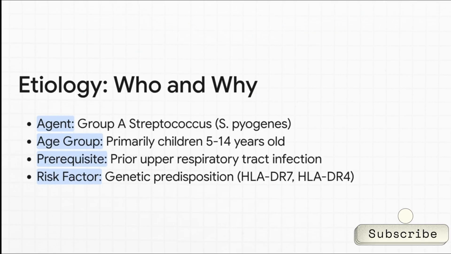So think of it like a recipe for disaster, right? You've got a specific bug, group A strep, you've got a specific age group, kids, usually between 5 and 14, and it all starts with a simple sore throat. Yeah, you can even sprinkle in some genetic risk factors, like having HLA-DR7 or DR4, which makes some people more likely to get it. So you've got all these ingredients. How does that lead to the actual disease?